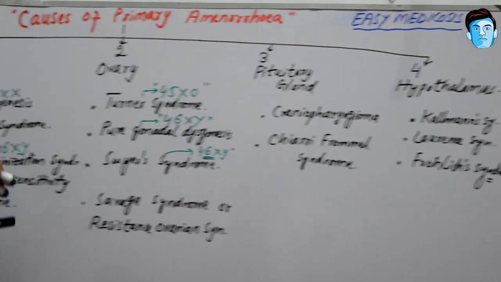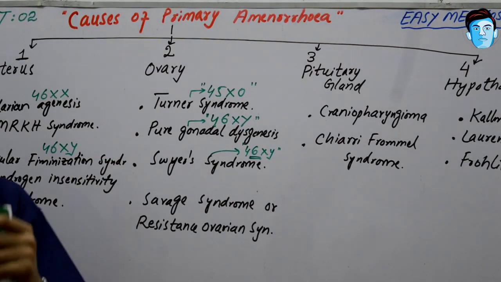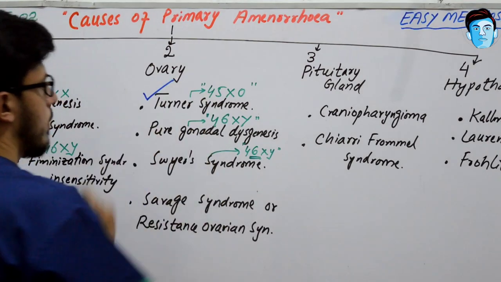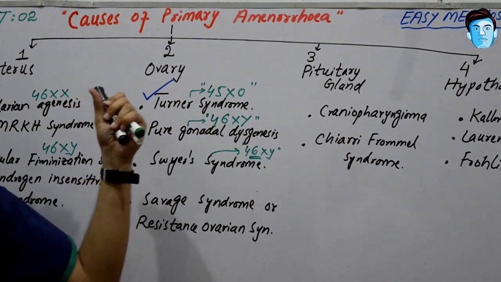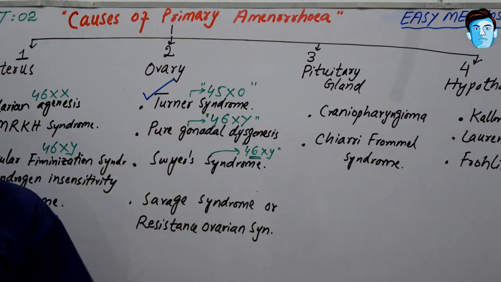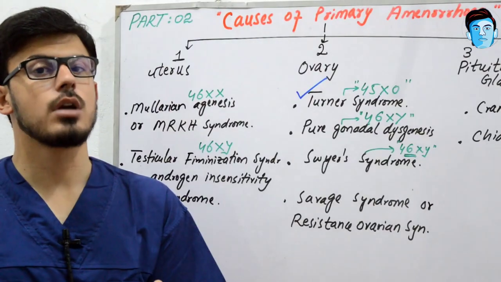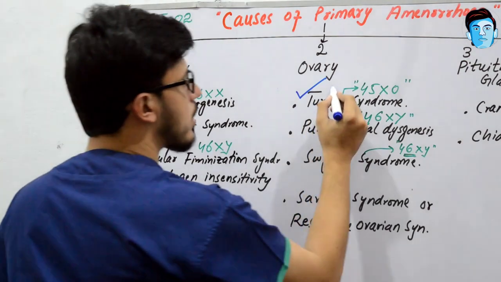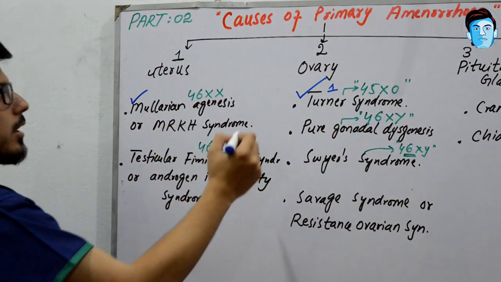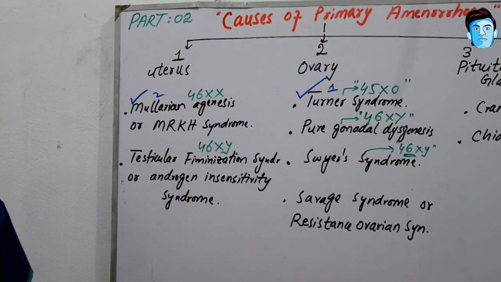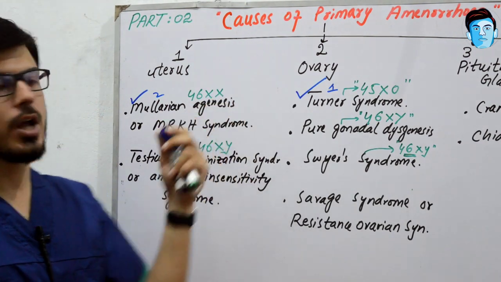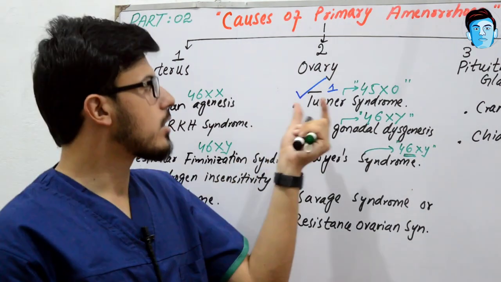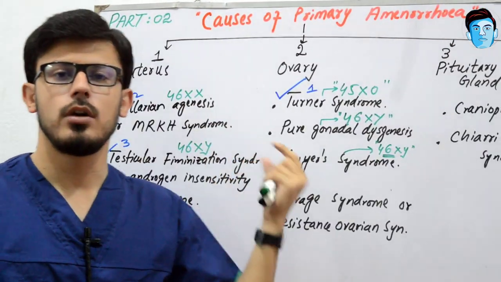Now let's understand. There is another question: which is the most common cause of primary amenorrhea? The answer is Turner syndrome. Another question is: which is the second most common cause of primary amenorrhea? That is Mullerian agenesis. Which is the third most common cause of primary amenorrhea? That is testicular feminization syndrome. So please don't forget the point. The most common causes are Turner syndrome, Mullerian agenesis, and testicular feminization syndrome.